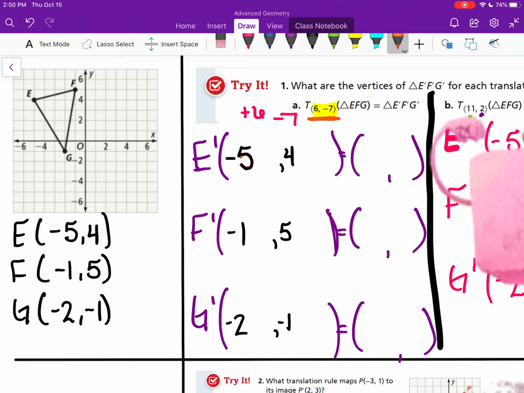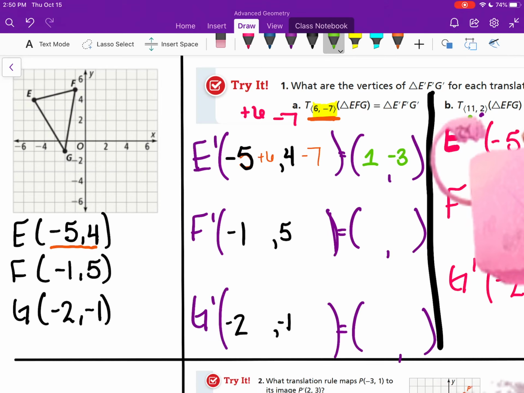We add 6 to the x coordinate, and we subtract 7 from the y coordinate. So if you're looking at starting at E, negative 5, 4, and we want to find E prime, for our x value, we're going to add 6, so that'd be negative 5 plus 6, which is a positive 1. And then to find the y value, we start at 4, and we subtract 7. So that's going to be 4 minus 7, which is negative 3.